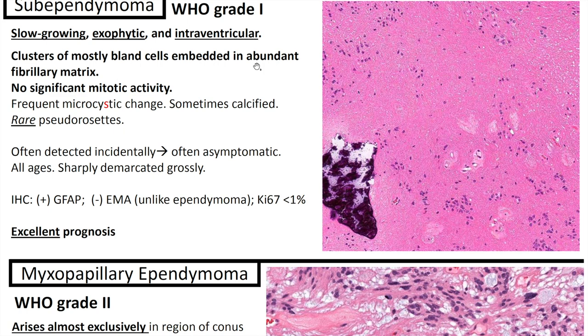On IHC, it's going to stain for GFAP, negative for EMA, and the Ki-67 is less than 1%. So subependymomas have an excellent prognosis, low grade, low proliferation rate.